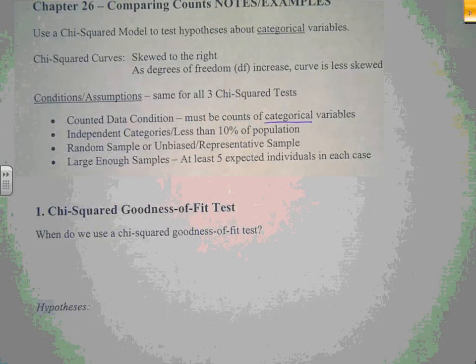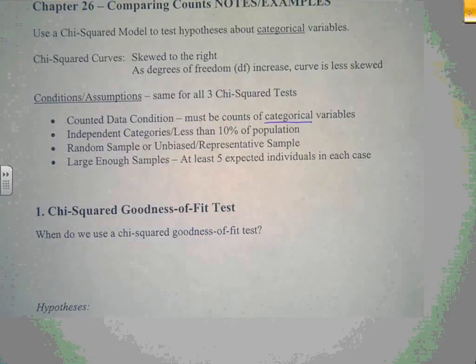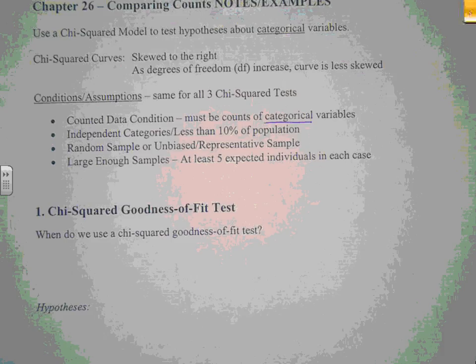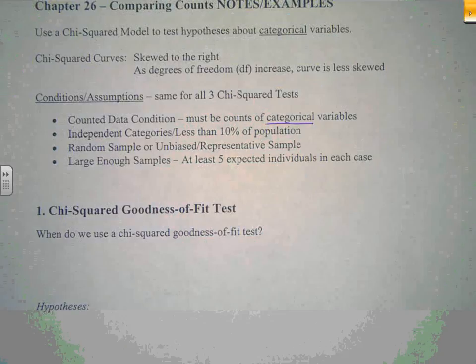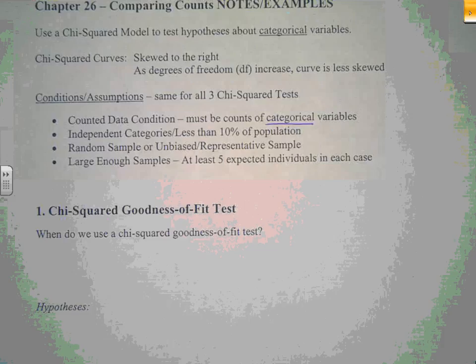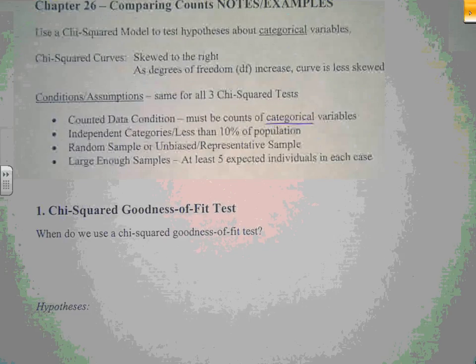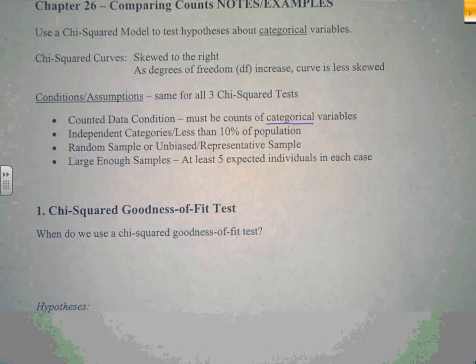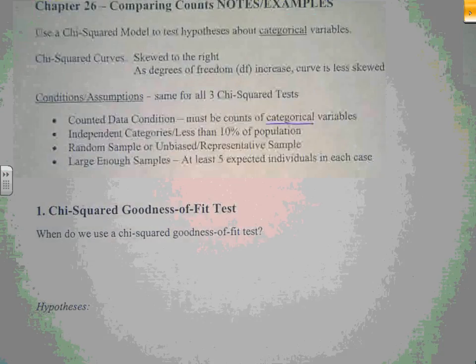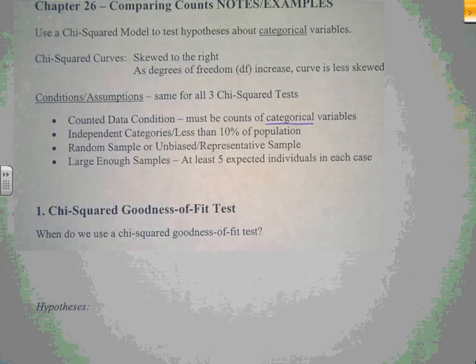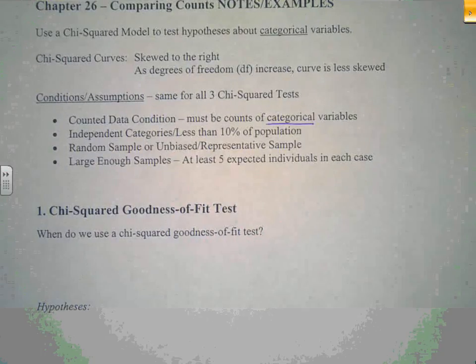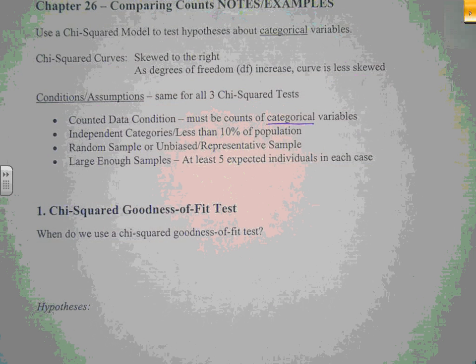This one's really easy to check. You don't have to make any histograms or see if it's normal. It just says at least 5 in each case. All you have to do is make sure that there's at least 5, and they're called expected values, in each case. So the conditions are really easy to check, finally. Any questions so far? All right, we're going to move pretty fast then.